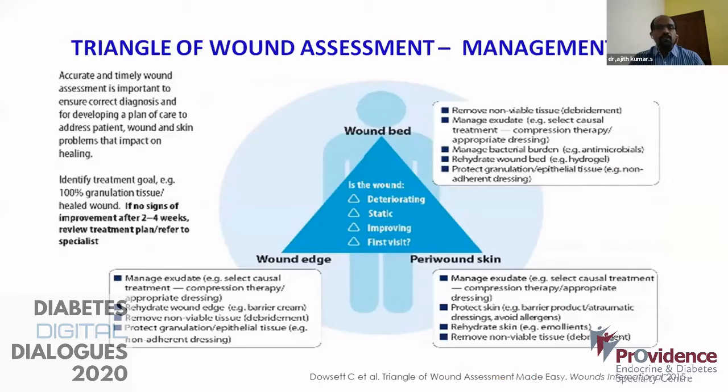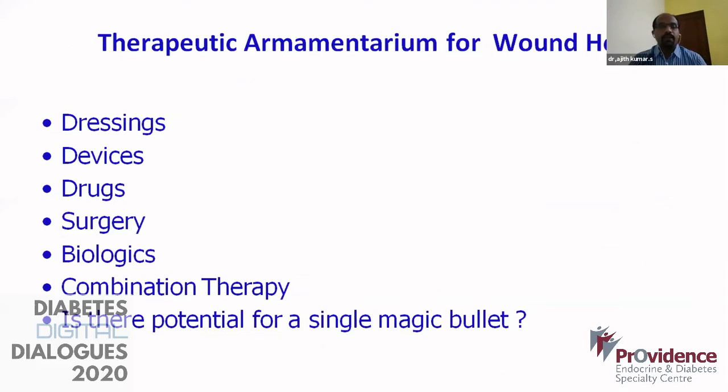Your aim is to provide minimal tissue loss, and as soon as possible the wound edges should get approximated, and there should not be any recurrence of the wound. That is our aim when we are treating any diabetic foot. These are the armamentarium available for wound healing: various dressings, which may itself be a topic for one presentation, devices, drugs, surgical options, especially interventional surgeries, biologics, and combination therapy.